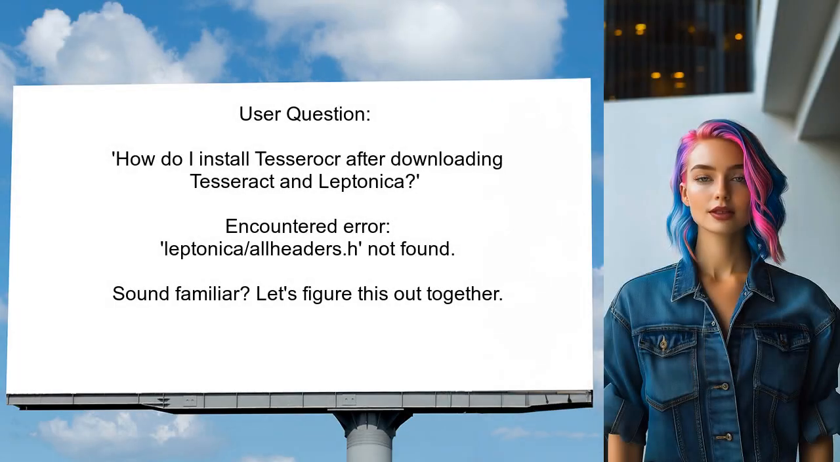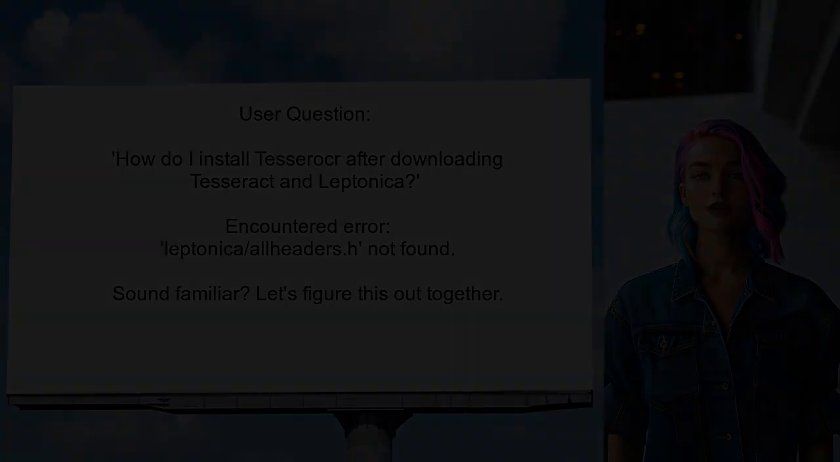Let's dive into the specific issue at hand. One user recently asked, "How do I install Tesserocr after downloading Tesseract and Leptonica?" They encountered a fatal error stating that the include file leptonica/allheaders.h could not be found. Sound familiar? Let's figure this out together.